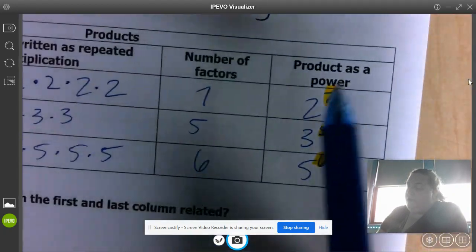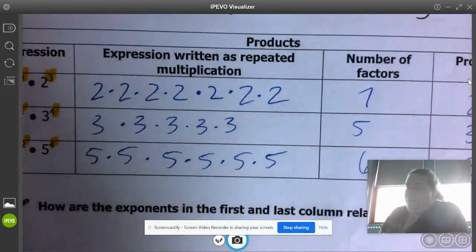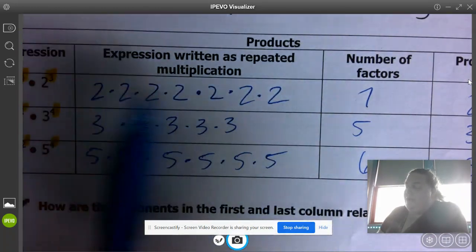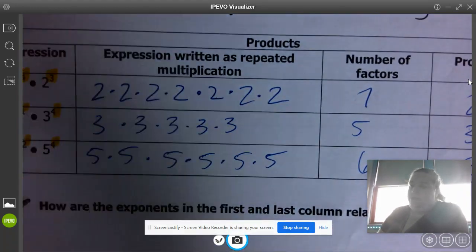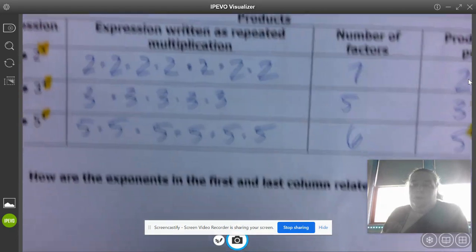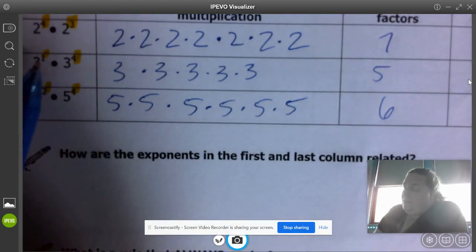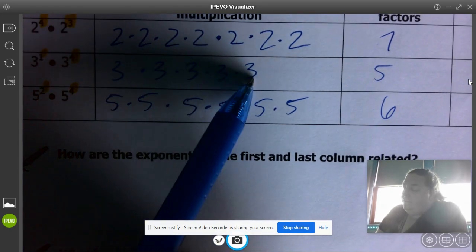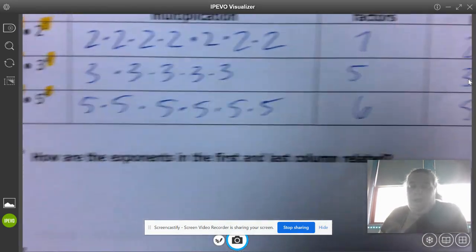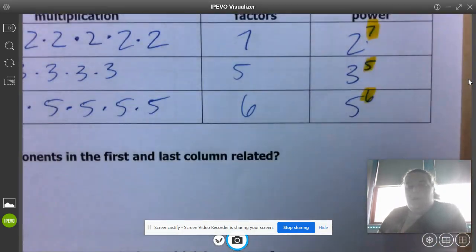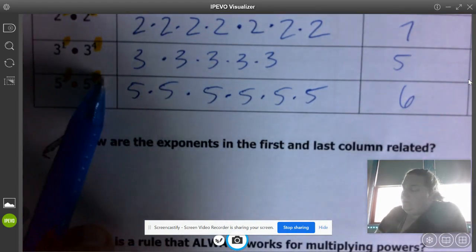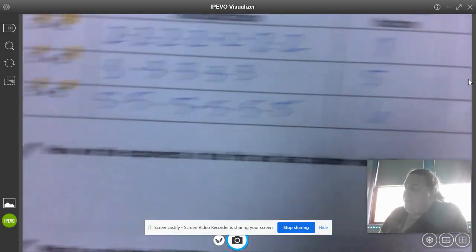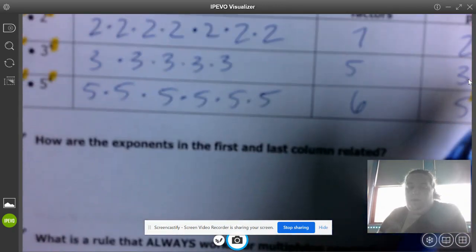4 plus 3 is 7. And if you think about it, when expanded out, that's what we had to count to see in total. We added the total number of factors together to write that new power. Same thing here. 1, 3 plus 4 more 3s, total of 5 factors. 1 plus 4 is 5. 2 plus 4 is 6. And that's what we had in our final one.